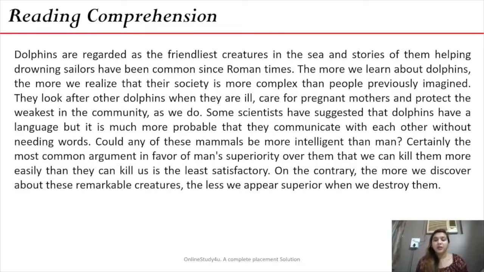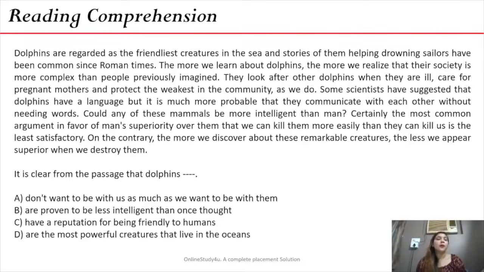All right. With this, I'll move to the first question, and I'm sorry that I'll have to decrease the size of the font a little bit so that you guys can view the question. It says, it is clear from the passage that dolphins don't want to be with us as much as we want to be with them. They are proven to be less intelligent than once thought. They have a reputation for being friendly to humans, and they are the most powerful creatures that live in the ocean. So there is a direct correct answer to this one. I really want you guys to get it correctly. So please start putting in your correct answer options again.